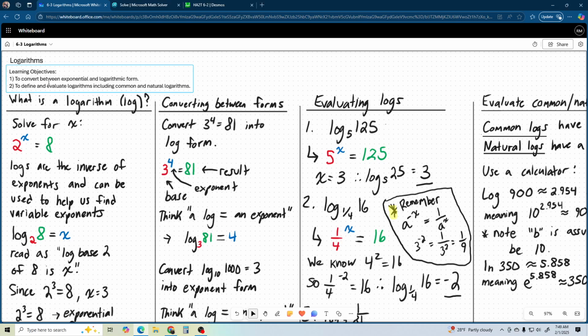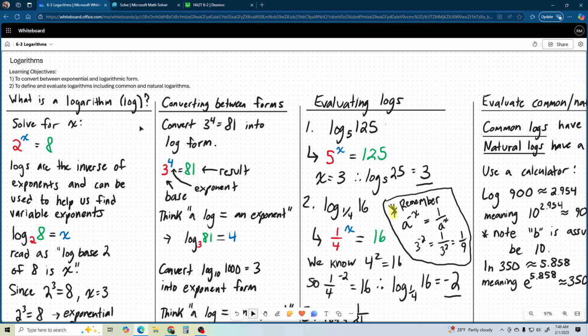Today, we are going to do two things. First of all, we're going to learn what a logarithm is, and then learn to convert between exponential form and logarithmic form. And then we are going to learn how to evaluate logs without a calculator and then with a calculator. All right, so let's go ahead and jump into it.